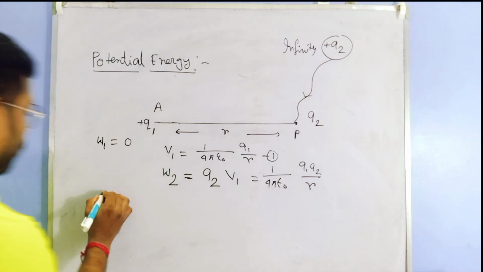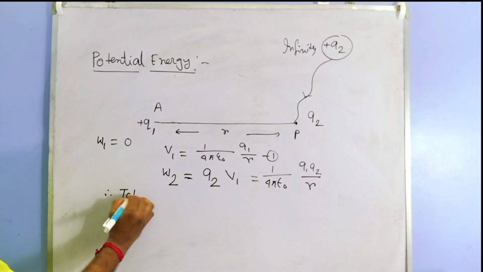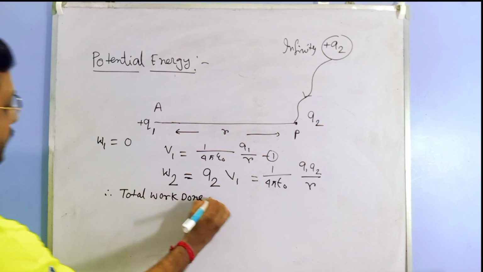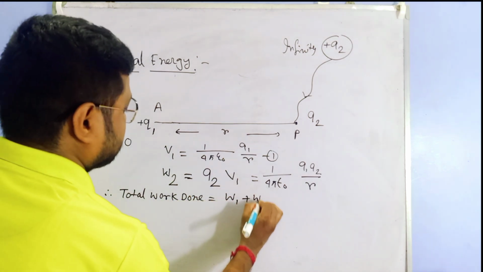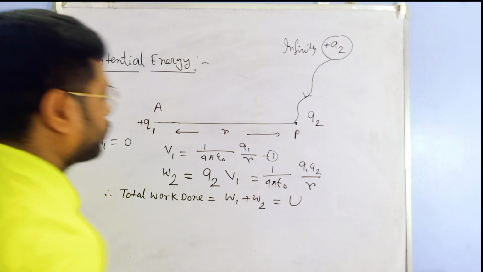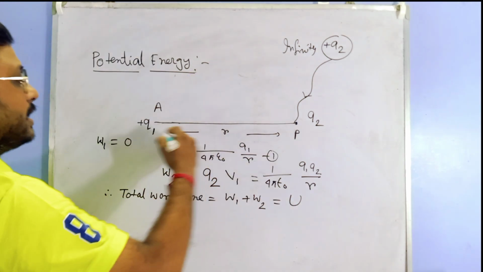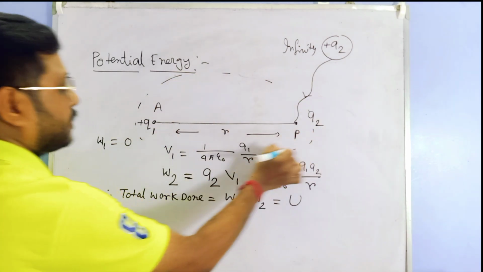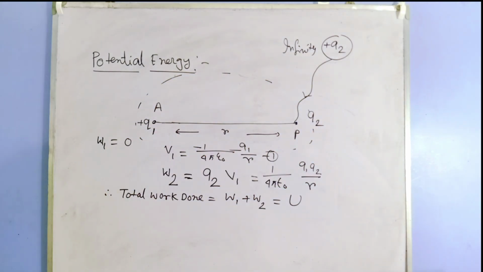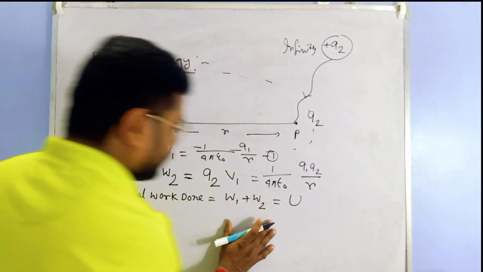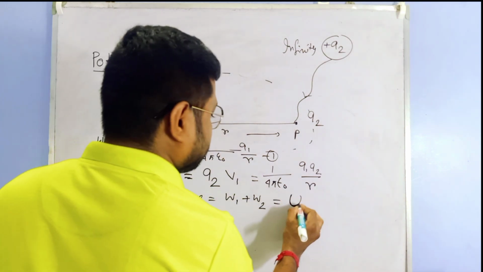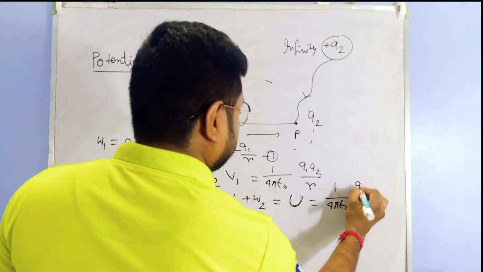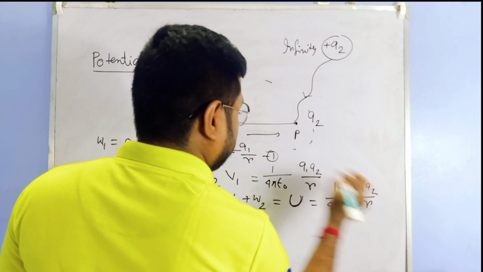So, therefore, total work done कितना हुआ? W1 plus W2. This is stored as potential energy in this system. That is, if we consider the whole system in which Q1 and Q2 are situated, then the total work done is stored as potential energy U, which is given by nothing but Q1 Q2 divided by 4 pi epsilon naught R.